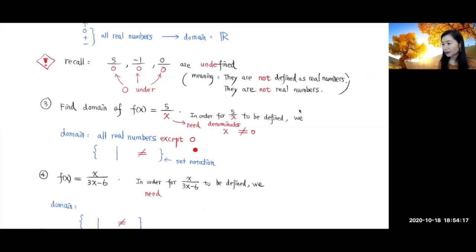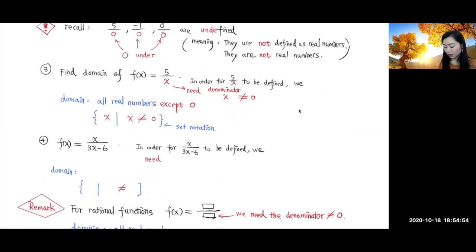So the domain for this will be all real numbers except 0. And if I write this in set notation, set notation is a pair of curly braces, and you put a bar over here. Over here, you put the variable, this x, and all real numbers except 0, so we'll put x does not equal 0. So the way you read this is the set of all real numbers x such that x does not equal 0.